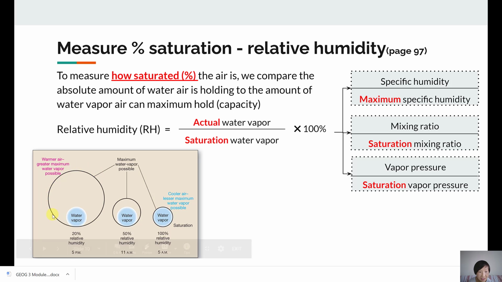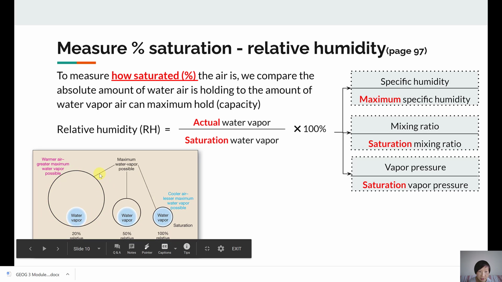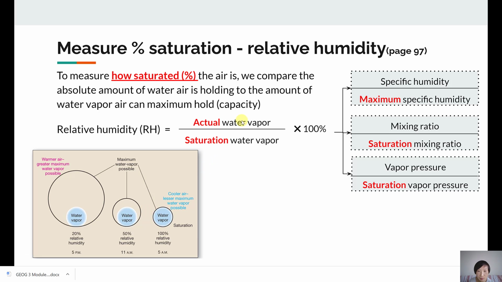So for example, your capacity is this large solid black circle, but your water vapor is this amount. Then you use this amount divided by this big circle, and that is your relative humidity. Here we have multiple ways to measure actual water vapor and saturation water vapor. Actual water vapor can be measured using specific humidity, mixing ratio, and water pressure. For saturation maximum, you can use the chart to look it up, and times 100%. That is the relative humidity, how full you are.